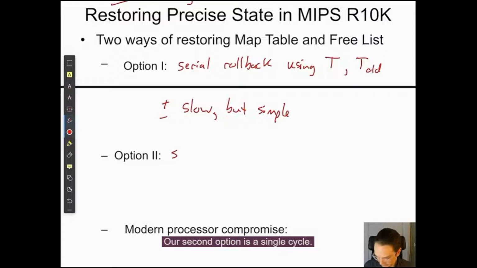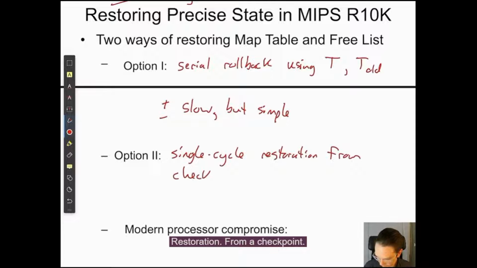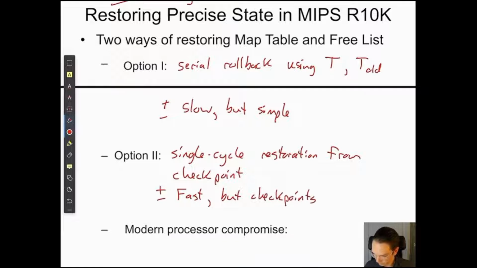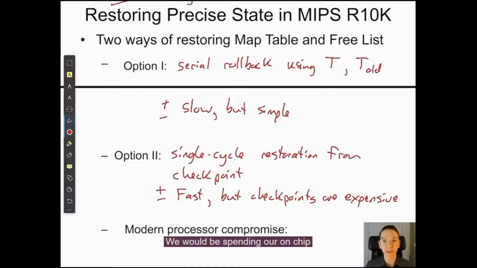Our second option is a single cycle restoration from a checkpoint or a snapshot. The idea here is to make a copy, a snapshot, of the register map table and the free list at various points in time, at various instructions. And when we need to restore precise state, in a single cycle, we simply copy in the values from the relevant checkpoint. And again, we have a trade-off here. This approach is very fast, single cycle, but checkpoints are expensive. We would be spending our on-chip resources, our transistor budget, to effectively multiply the space required for the map table and free list, not to mention the additional wiring required to make this operation fast.